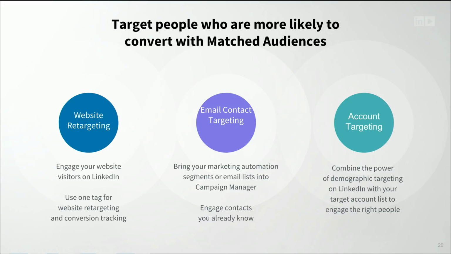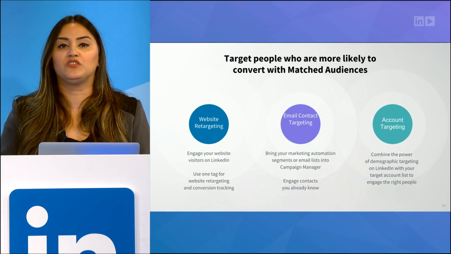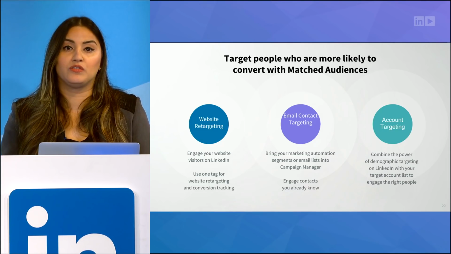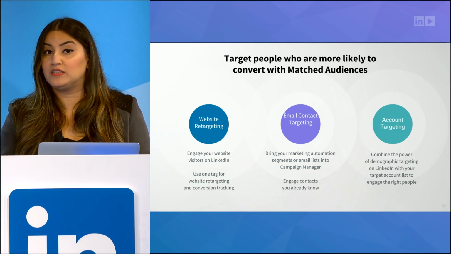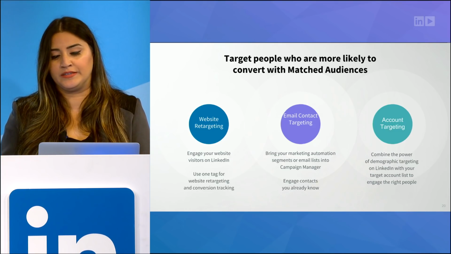You can also leverage email contact targeting by connecting your marketing automation system to import your email lists over and really engage the contacts that you already know. This helps you align your messaging accordingly, because you're probably going to message people that are already in your database a little bit differently than people who might have never heard about you or your brand.